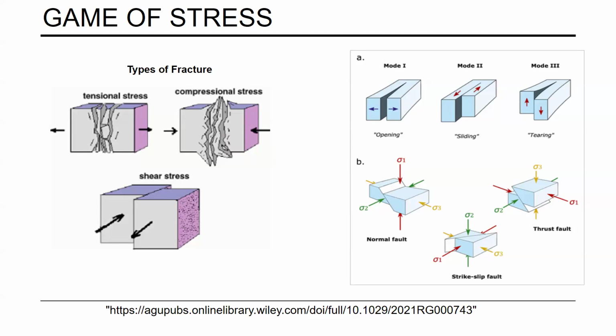Just to complete this slide, you can also have an idea looking at the figure on the right, with mode 1, mode 2, mode 3, which can also be related to tensional stress, compressional stress, and the shear stress. And you can have an idea where the opening is happening, the sliding is happening, and where the tearing can be happening.